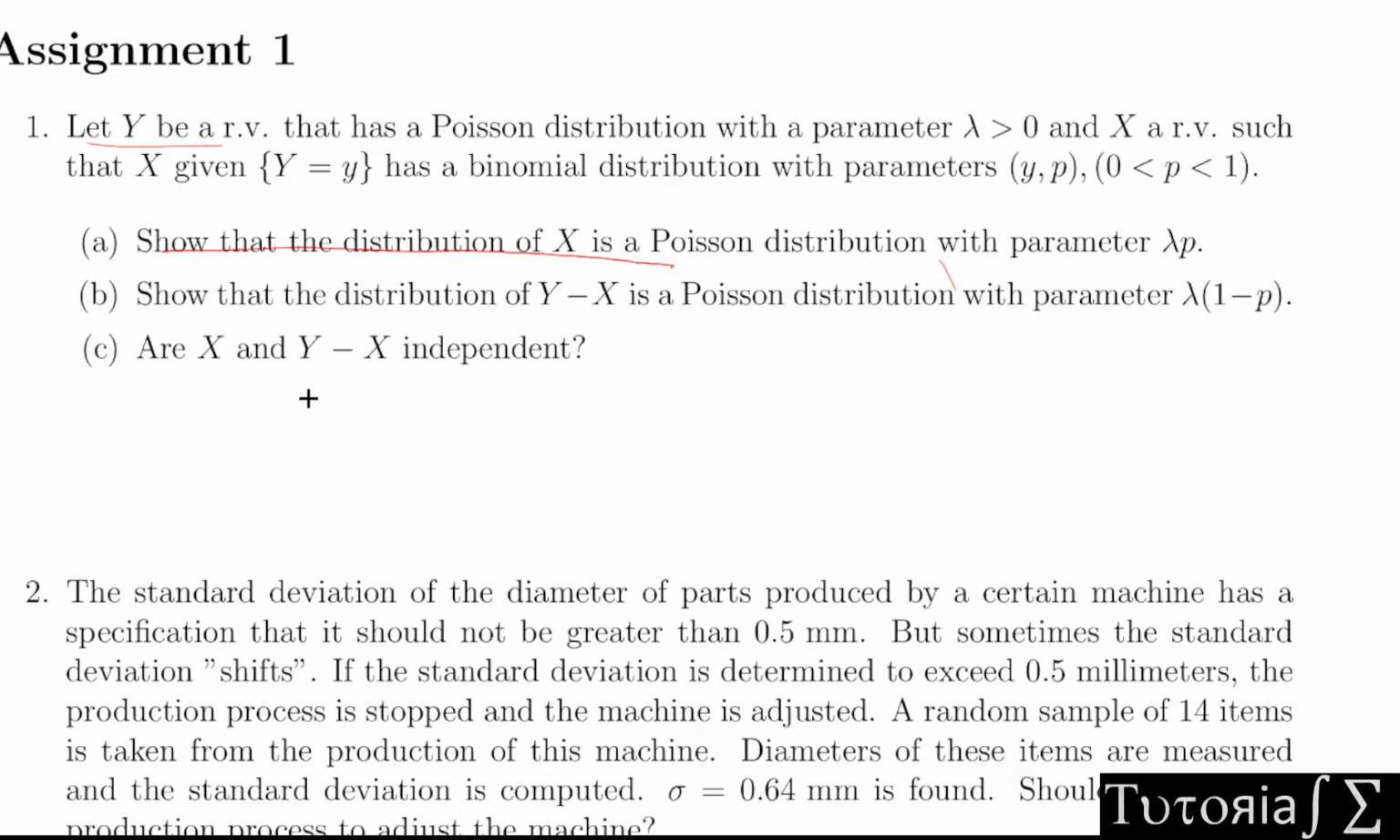All right, so we have Y. Let me write this: Y has a Poisson distribution with parameter lambda, then X given Y has a binomial distribution with parameters Y and p. Okay, so now to show that X has a Poisson distribution, we'll try to find the probability of X. The probability of X is just the sum of all the probabilities of X.